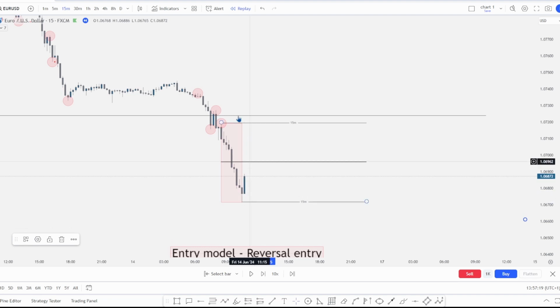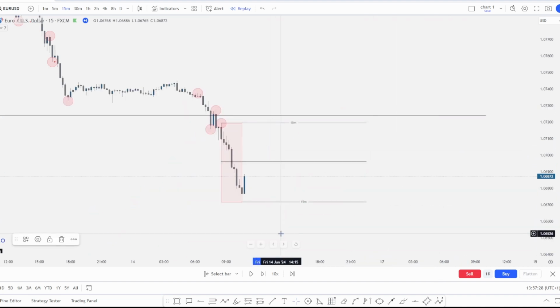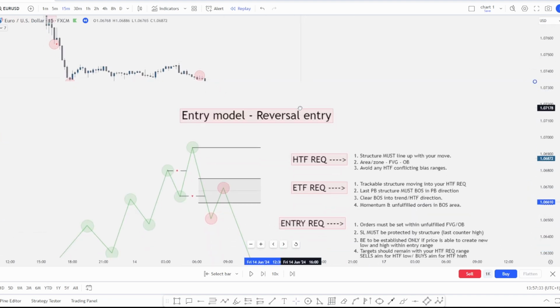Okay, there's our low. Is price action bearish currently? Yes. Are we in a bearish range? Yes. So we have structure must line up with your move. So we're going to expect to sell, and we are seeing structure lining up with what we want to see because we are in a bearish range.